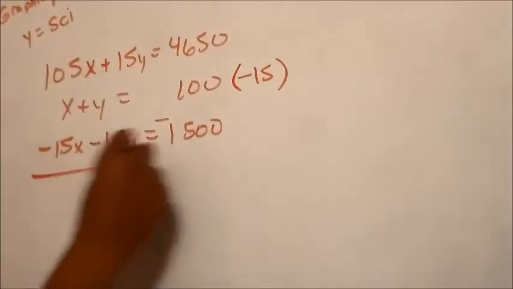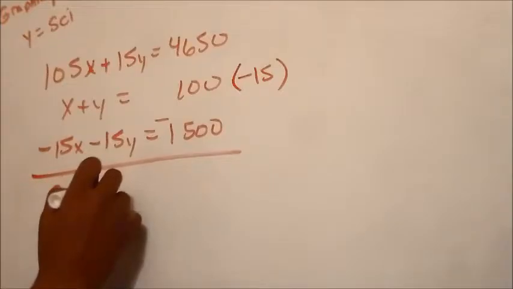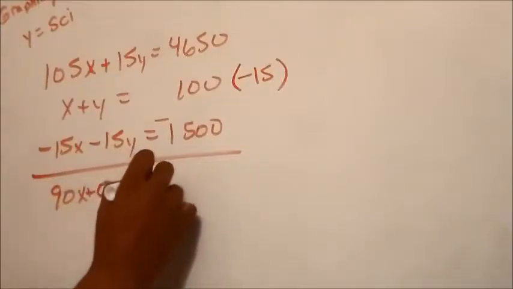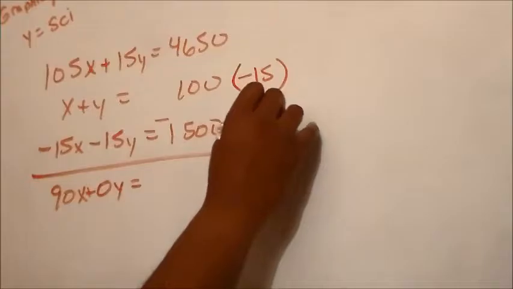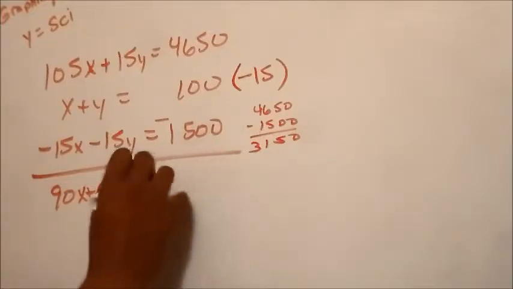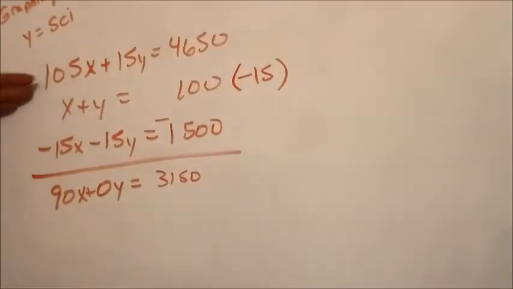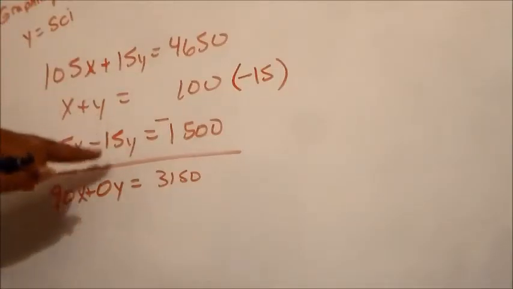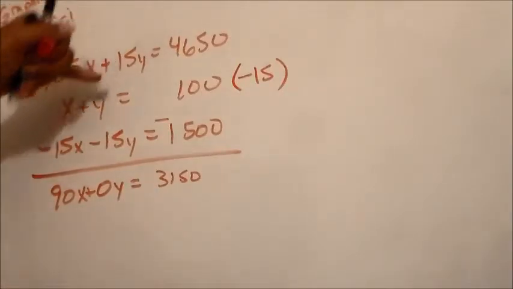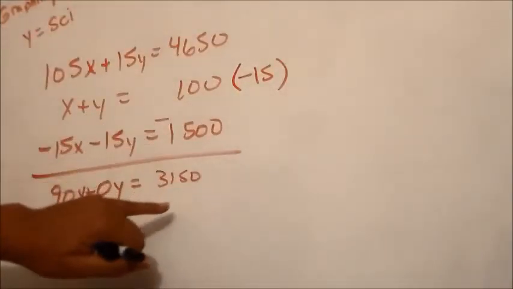Now 105x minus 15x is 90x. 15y minus 15y equals 0y. And then 4650 minus 1500 is 3150.